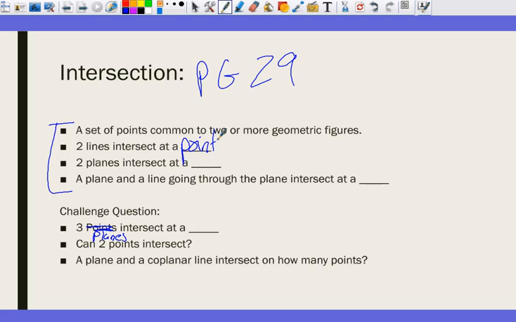Okay, the next one. It's asking, 2 planes intersect at a what? Well, we have a bunch of examples of planes in this room. Best one I can think of is this wall. A wall is a flat surface, correct? And a plane is also a flat surface. So we have a flat wall, flat ceiling. Do you agree with me?